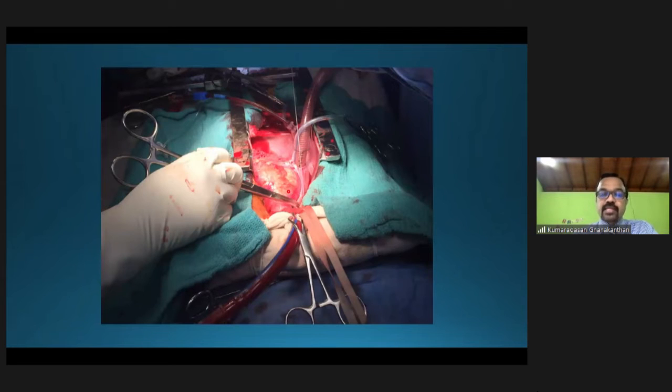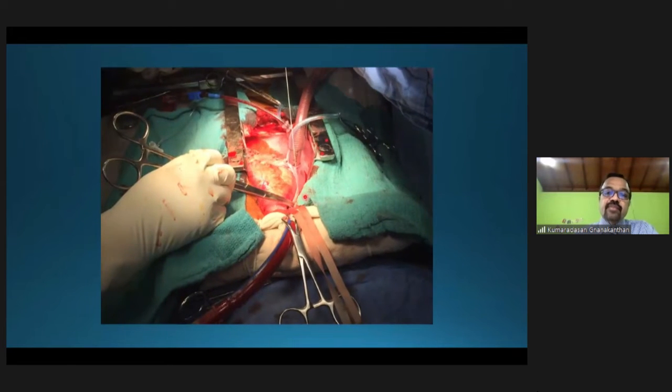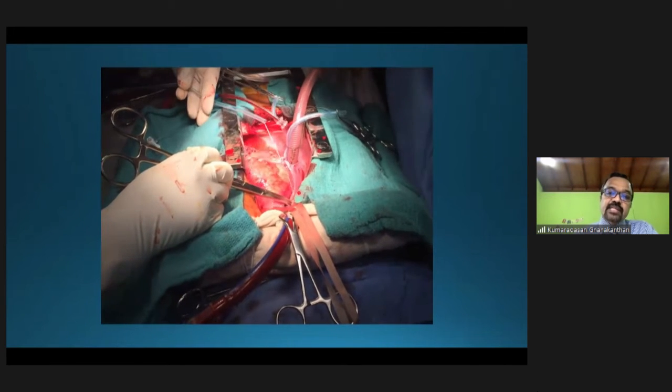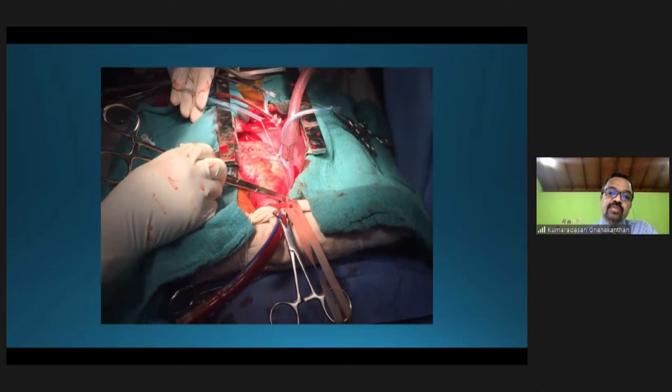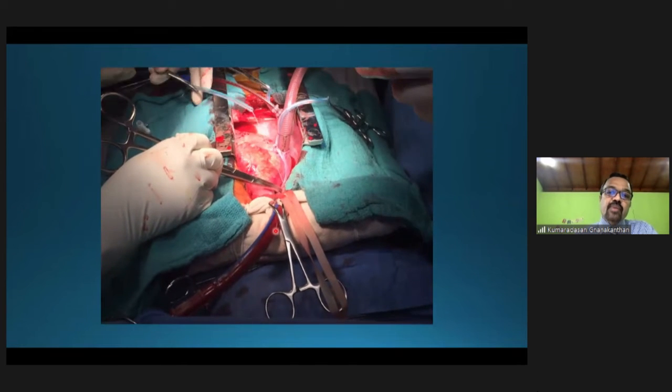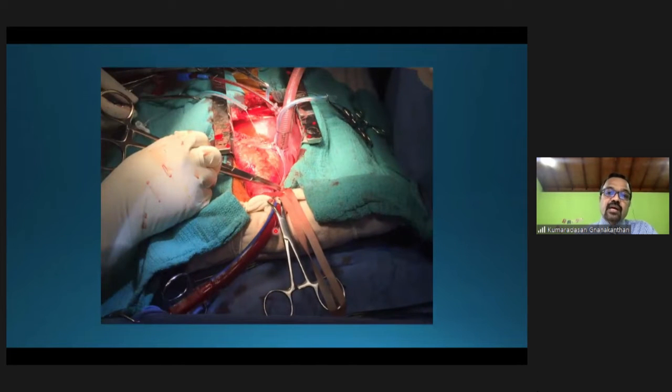And here you can see a left superior pulmonary vein purse string is inserted. I usually do this procedure once I have started cardiopulmonary bypass. Some people do it even before, but there is a risk of air embolism if the air gets sucked into the circulation.